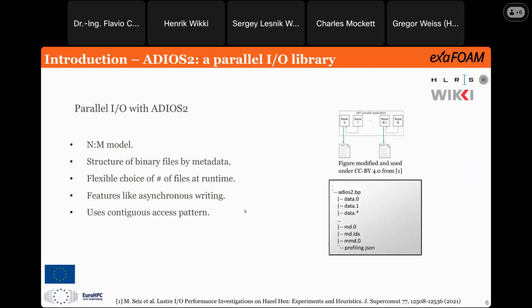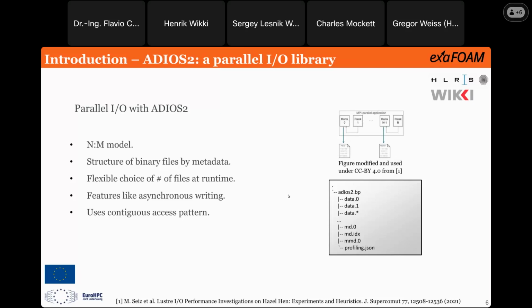One parallel I/O library that very much facilitates that is ADIOS2, and that is what we also used in our task here. It has this N by M model, meaning the N processor ranks of your parallel simulation will write to M files, M being smaller than N. So you can keep the number of files flexible in ADIOS2. At runtime, you can decide how many files you want to write, and then your aggregating rank will get the data from other ranks for the I/O.